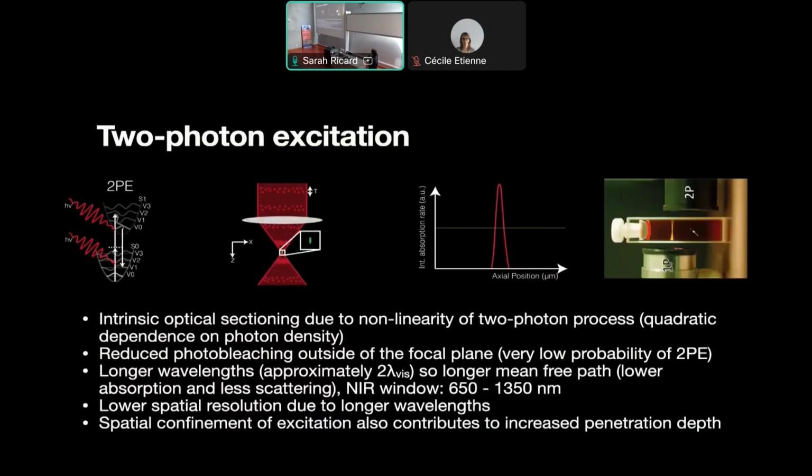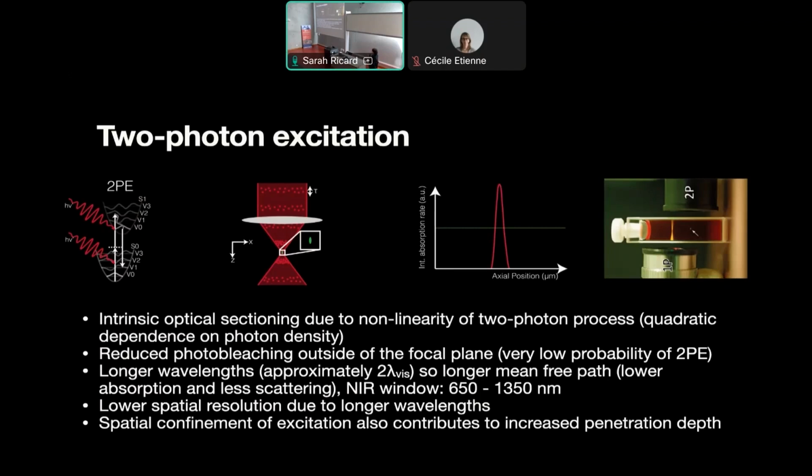So in order to be more precise, we use two-photon excitation. In this case, it's the same transition, or roughly the same, according to the rules of quantum mechanics. But this time we use two photons, which each have half the energy of the single photon, in order to excite the molecule into the higher energy level. And this time, we obtain intrinsic optical sectioning, because basically this process only happens if two photons arrive at the same time in the same place.